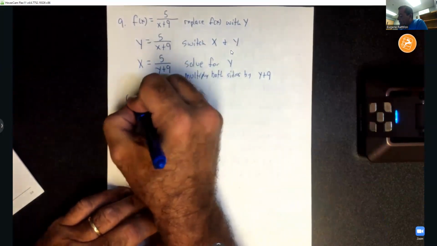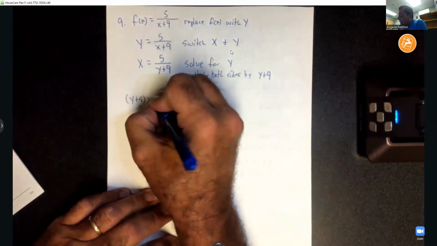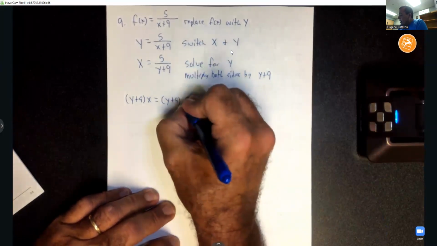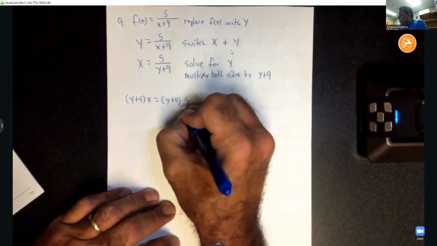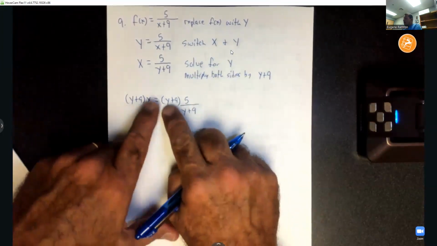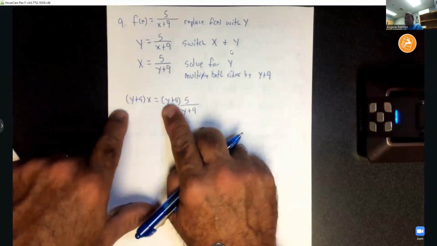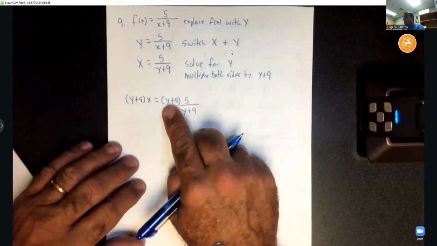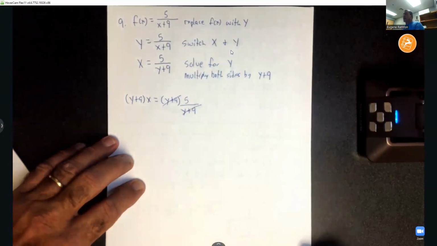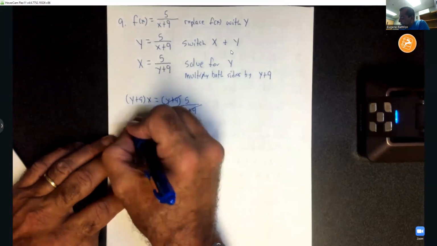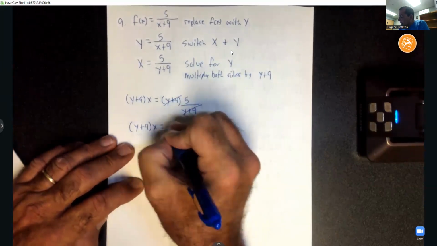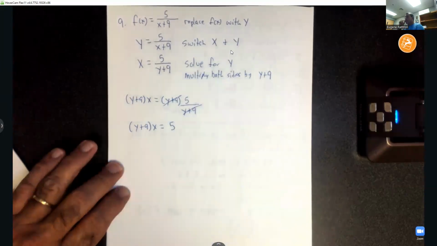So I'm going to do the y plus 9 times x equals my y plus 9 times my 5 over y plus 9. And remember, what you do to one side, you got to do to the other side when you got these equations. But the reason I did that is so I could cancel those out. So now I got my y plus 9 times x equals 5.